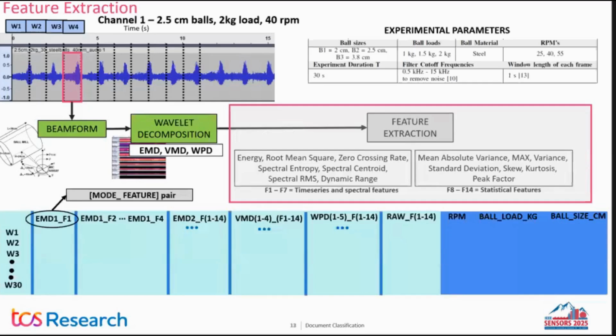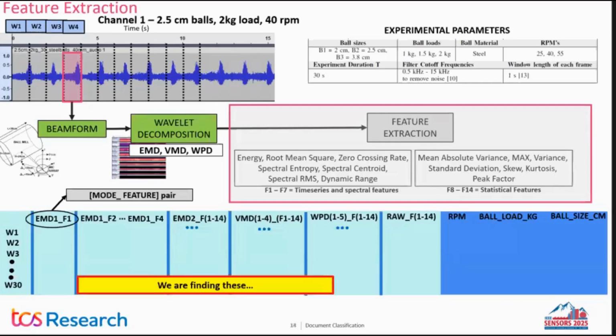Now, the data set looks kind of like this. We have columns on the left side, which are basically mode feature pairs. And on the right side, you have process parameters, which you already know: RPM, ball size, and ball load. And the rows represent each time window of the audio signal.